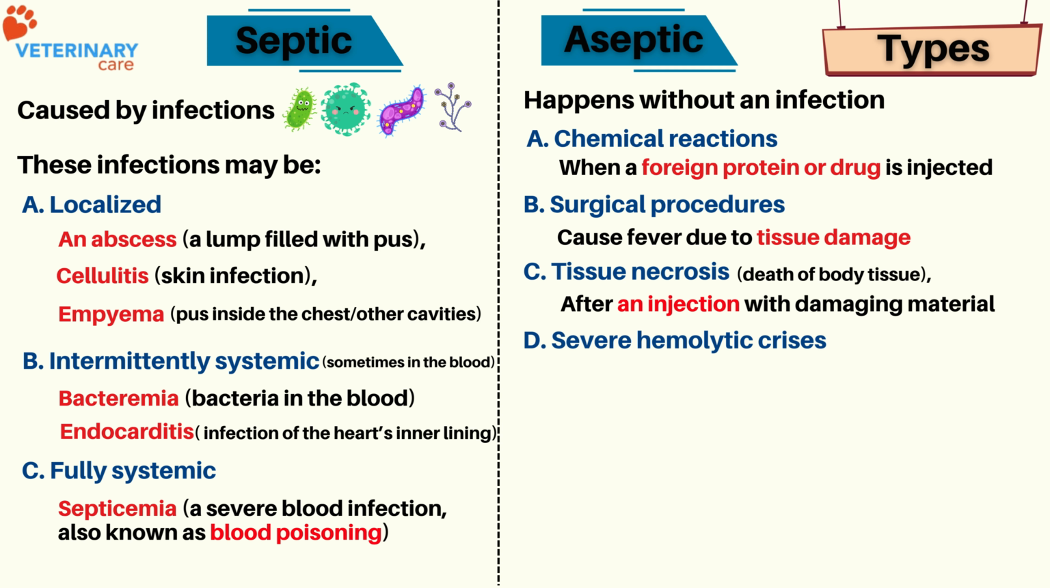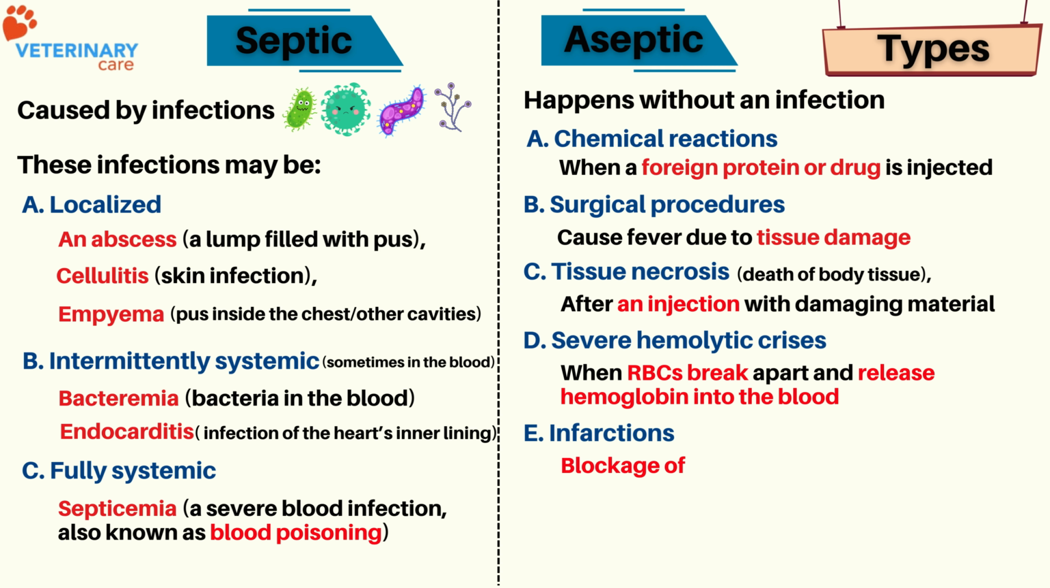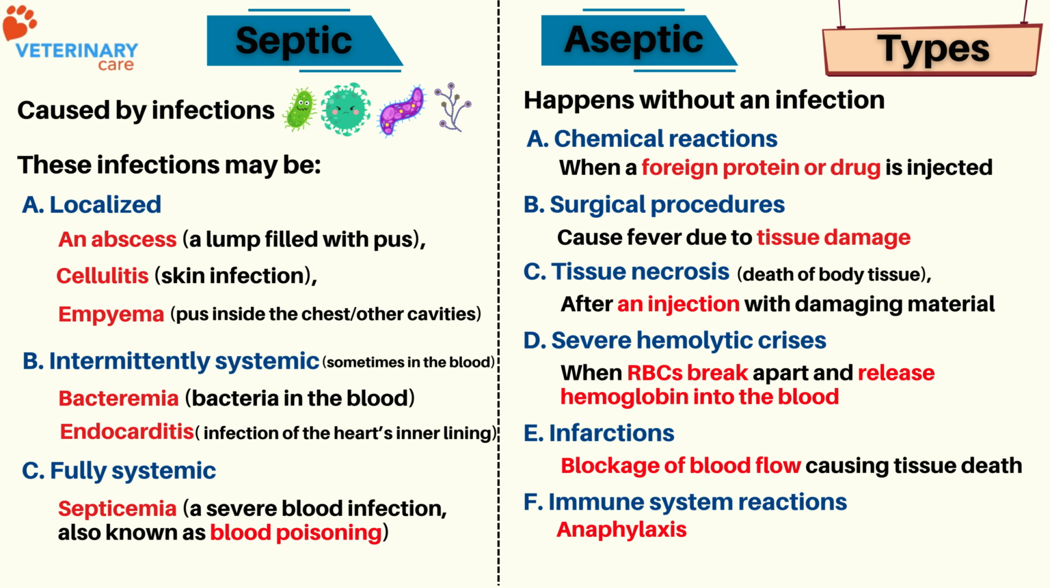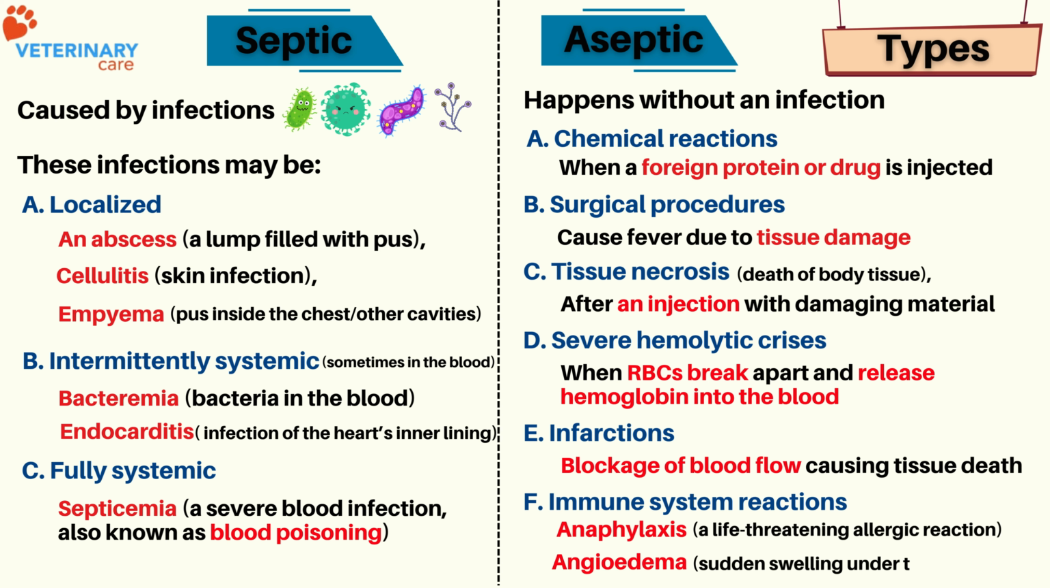Severe hemolytic crises, when red blood cells break apart and release hemoglobin into the blood. Infarctions, blockage of blood flow causing tissue death. And immune system reactions like anaphylaxis, a life-threatening allergic reaction, or angioedema, sudden swelling under the skin.